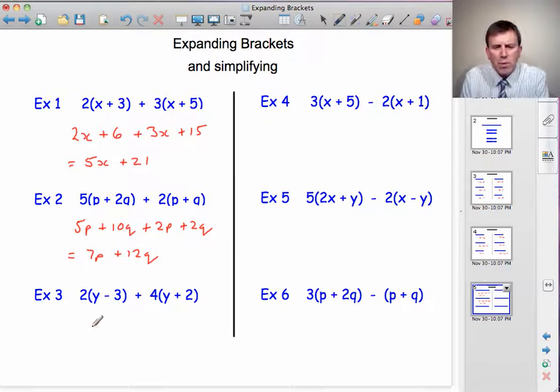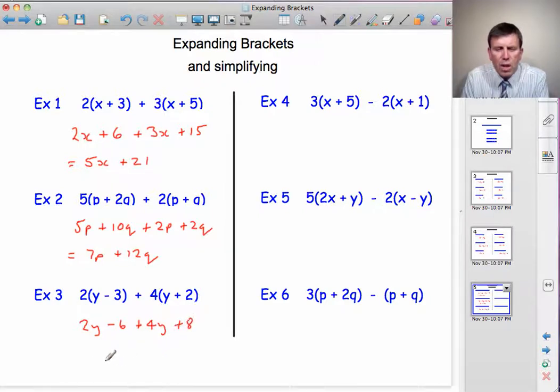Moving on to example 3. 2 times y is 2y. 2 times minus 3 is minus 6. No sign changes because we've got a positive in front of the bracket. Plus 4 times y is plus 4y. Plus 4 times plus 2 is plus 8.